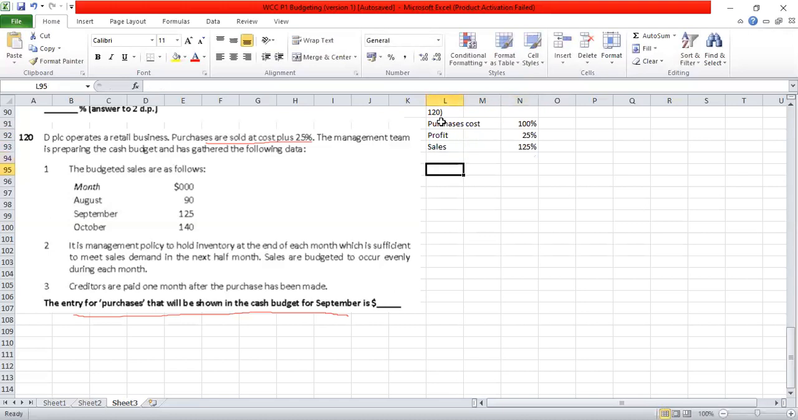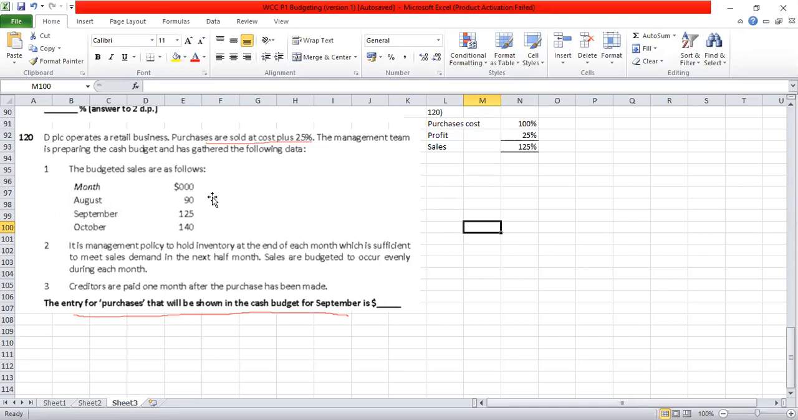This is the first set of information provided to us. It says that the sales amount is 125%. These figures which I presented here as 90, 125 and 140 are at 125%. So what is the purchases cost, which stands at 100%? That is the first set of information.